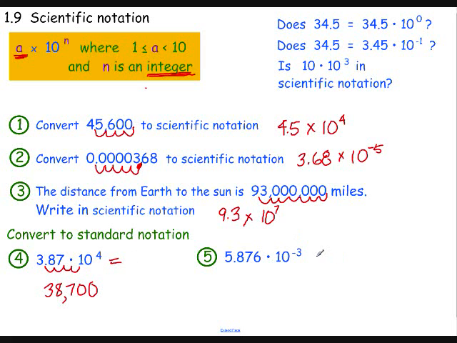And this one, what's going to happen with this one? When we multiply times 10 to the -3, it's actually going to become a smaller number. It's going to move 1, 2, 3. So it's going to be 0. Whoops, that's a point. 0.05876.